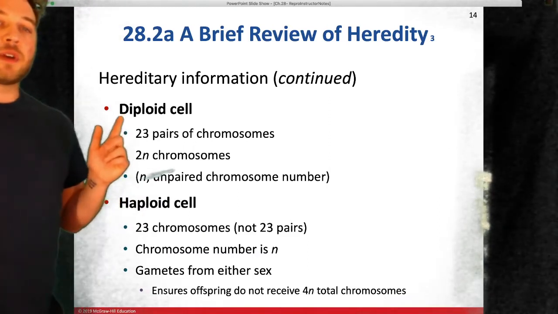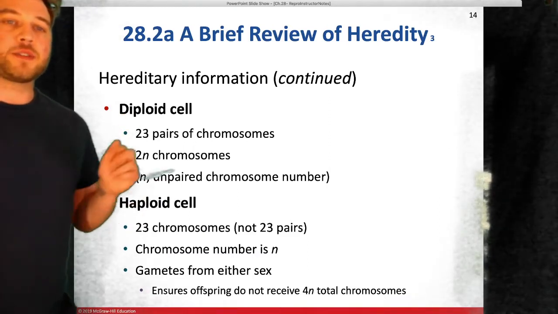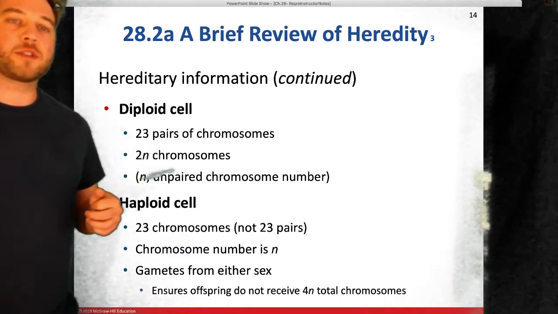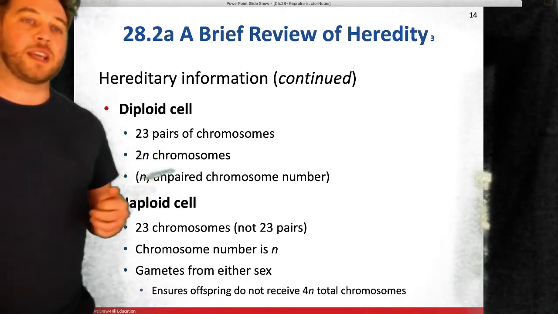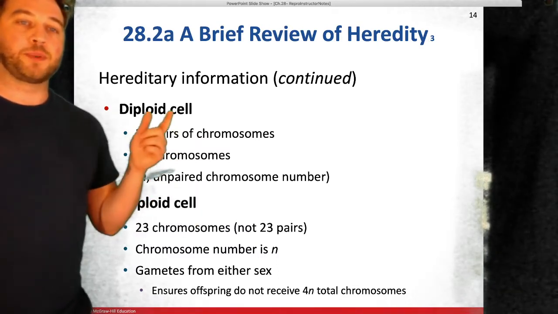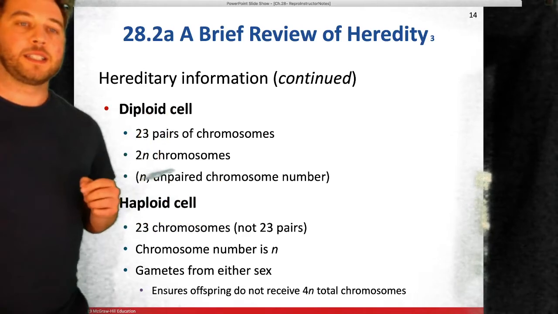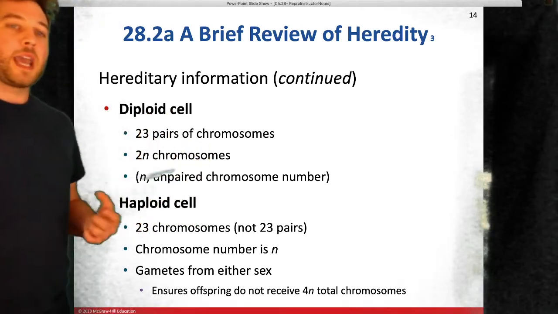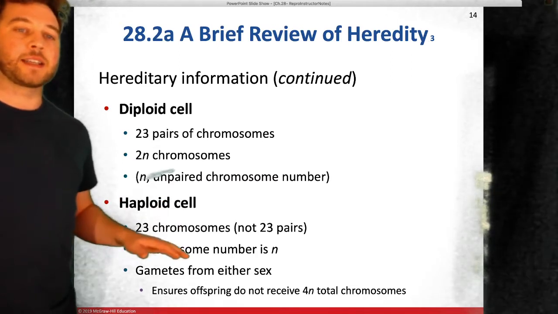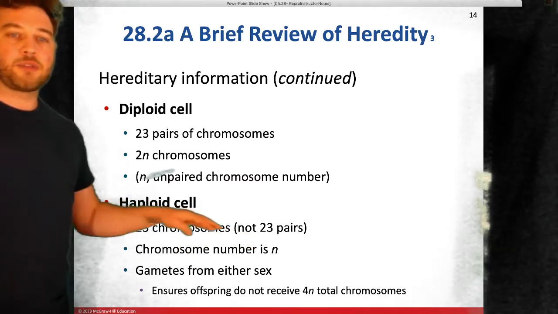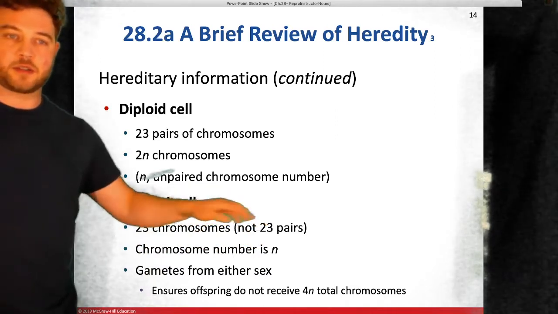You have both diploid and haploid cells. Your autosomal body cells are going to be diploid. They have 23 pairs of chromosomes. We represent that as 2N, meaning N is the unpaired number of chromosomes. So a diploid cell is a 2N cell. It has 23 pairs of chromosomes, 46 individual ones. A haploid cell is just N. It has 23 chromosomes, not 23 pairs.